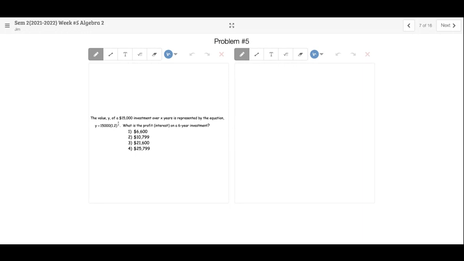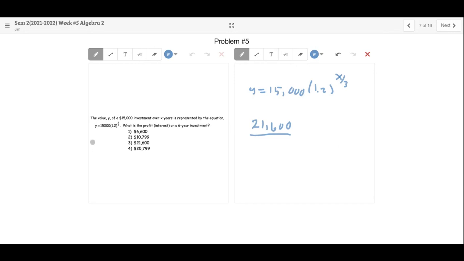Okay. So this one was kind of a, you've got to really read it carefully. I have y is equal to $15,000 times 1.2 to the x over 3. Somebody said that when you plugged it in, you get $21,600. Okay, so $21,600. But that's how much you would have at the end of 6 years.